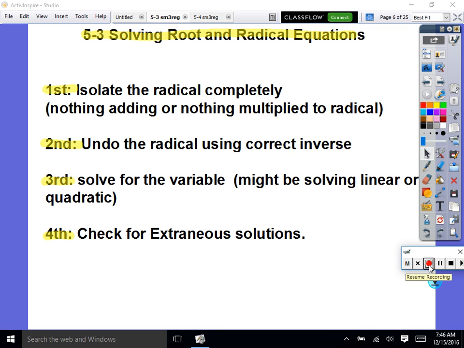So you might want to write down these steps. We're going to be solving square root and radical equations. Luckily for us, it's going to be pretty easy compared to some of the lessons we've seen, only because our brains are pretty developed and we're really good at math. So this is your steps.